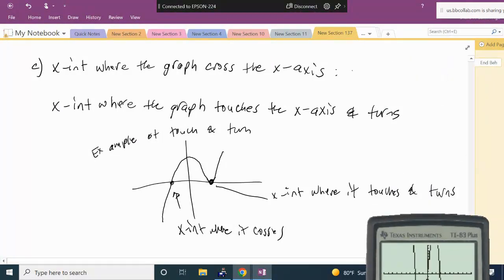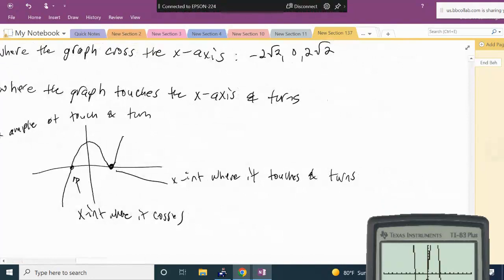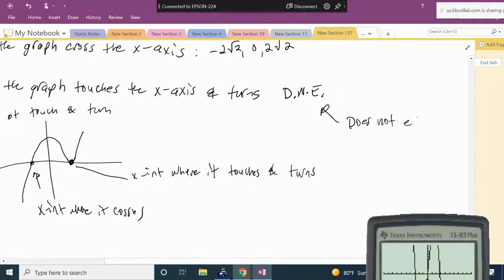So in order to answer the first part, I would just put in -2 square root of 2, 0, and 2 square root of 2, because they completely cross the x-axis. For the second part of this question, it doesn't happen, so we're going to put in D.N.E., which is short for does not exist. Okay, there are no X-intercepts where it touches and turns.